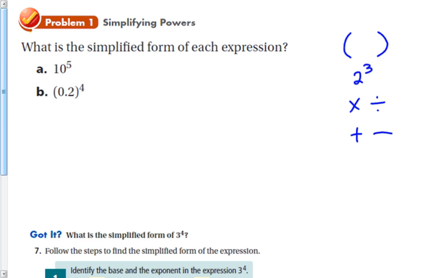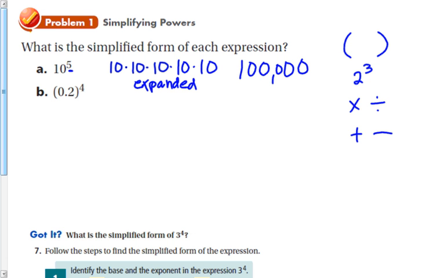Simplify the form of each expression. This number here, the exponent, tells us how many times we need to multiply by the base, which is 10. This isn't the simplified form. Right now I'm actually writing the expanded form, so I'll write that underneath here. This is called the expanded form. The simplified form is just the actual number. So what's 10 times 10 times 10 times 10? And that is 100,000.